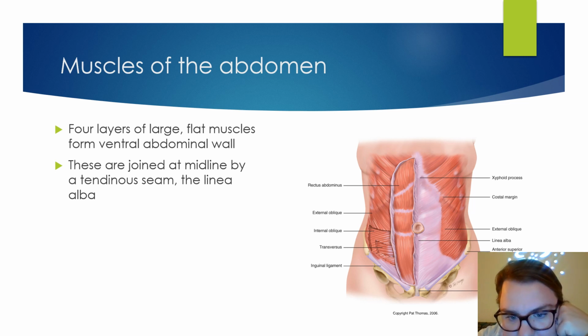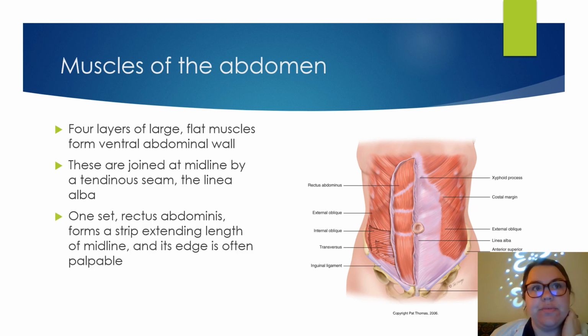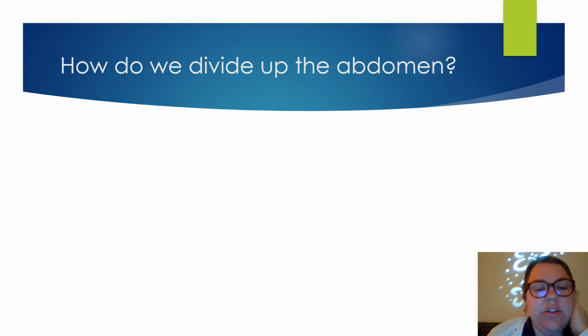It's very hard to read, but you have the external oblique, the rectus abdominis, okay, for pregnant women that usually tears. And then you have the linea alba right down in the center. Again, one set is the rectus abdominis. It forms a strip extending the length of the midline, and its edge is often palpable, so you can feel that.